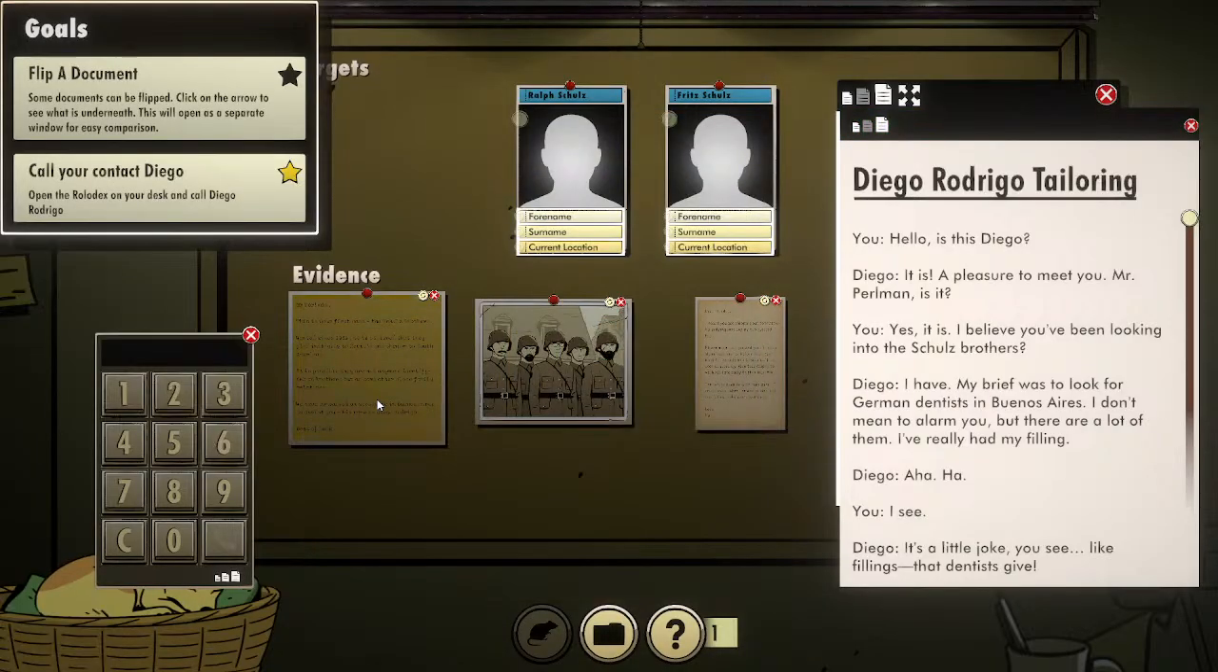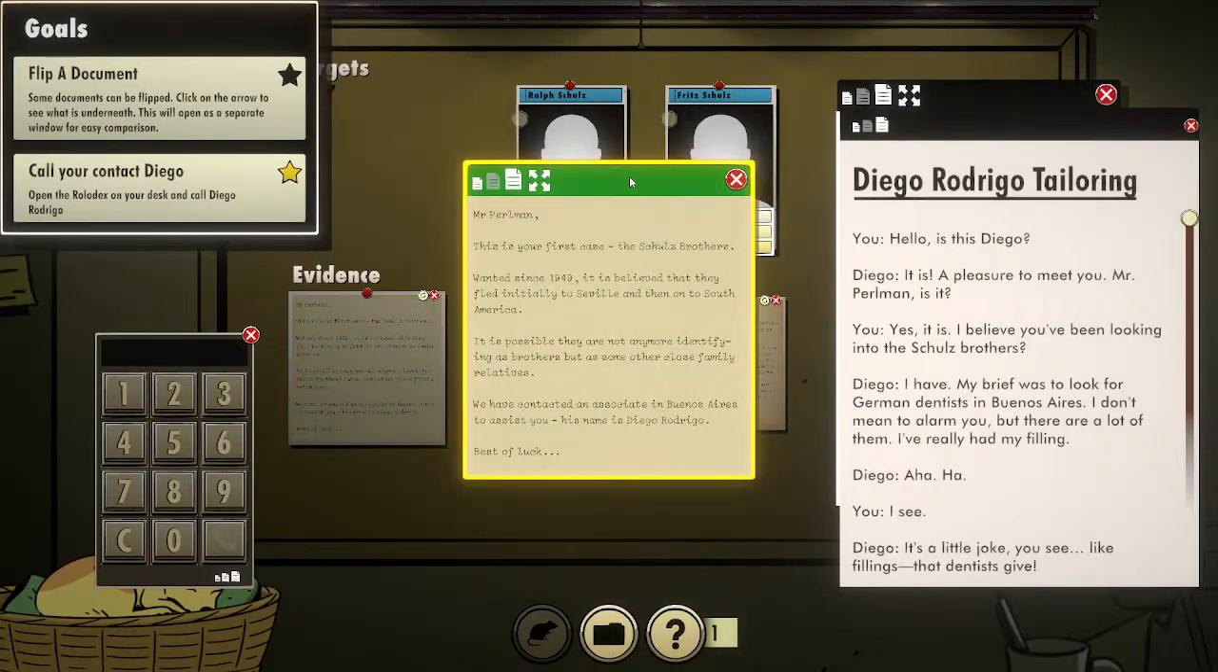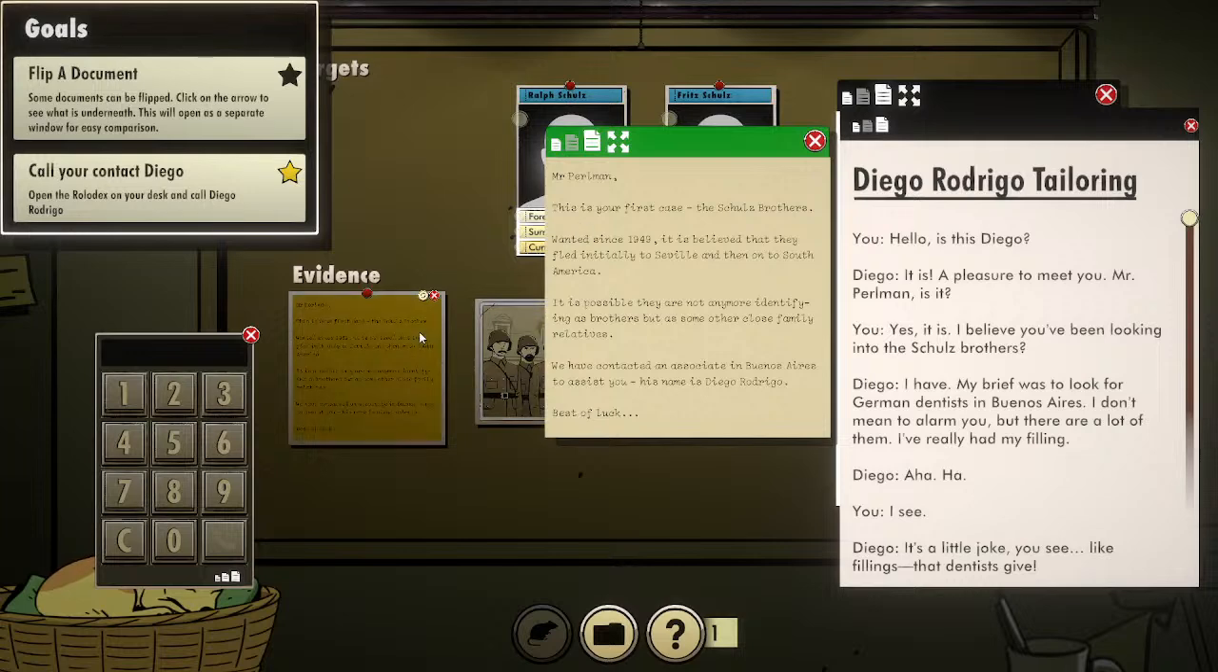Do we have the letter to the other brother? Oh, this is to me. Mr. Perlman. I guess it always goes over here on the left. I should probably start from there.